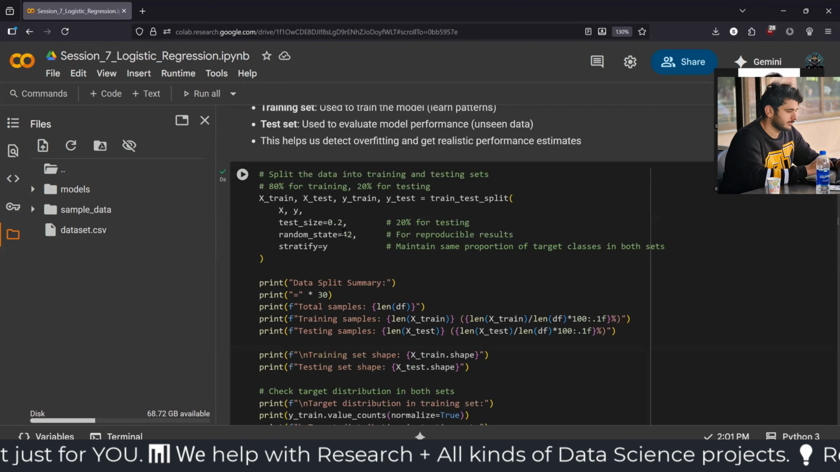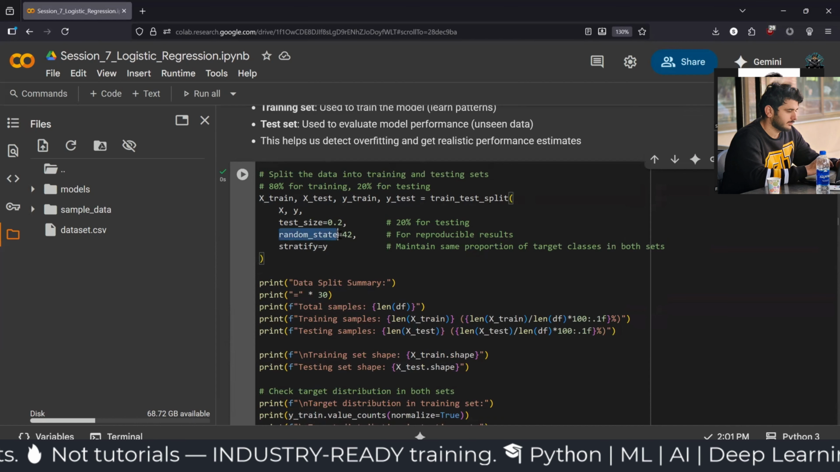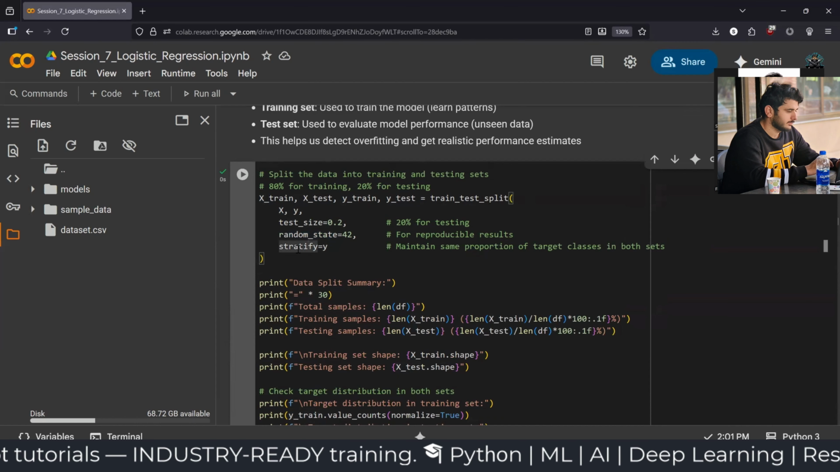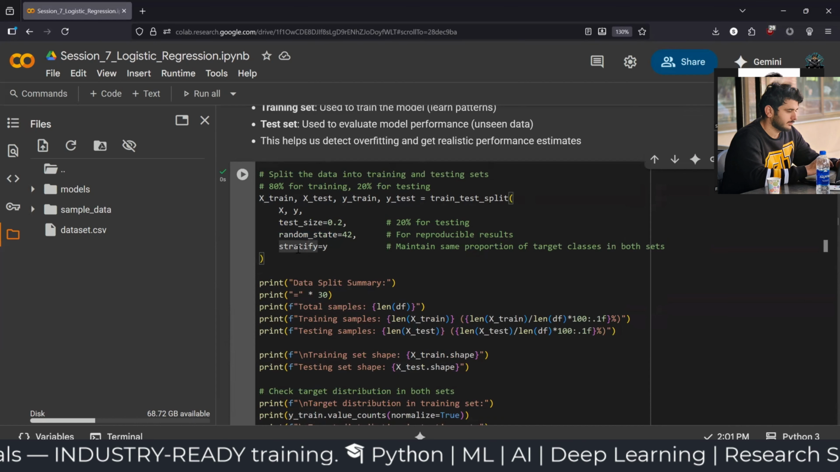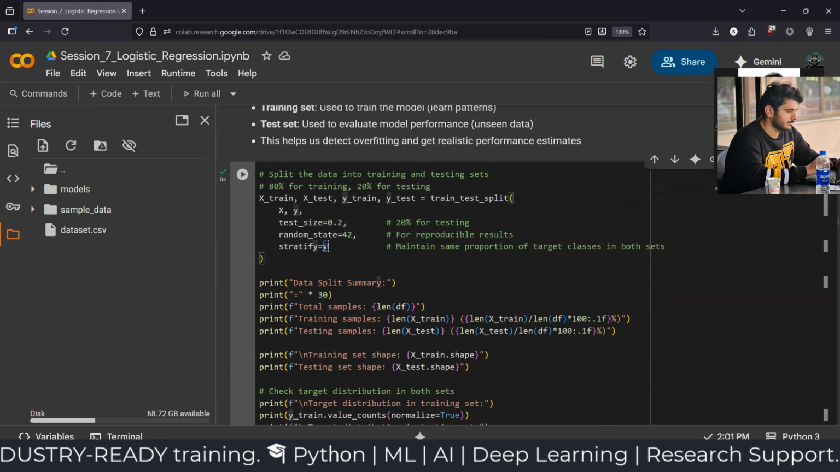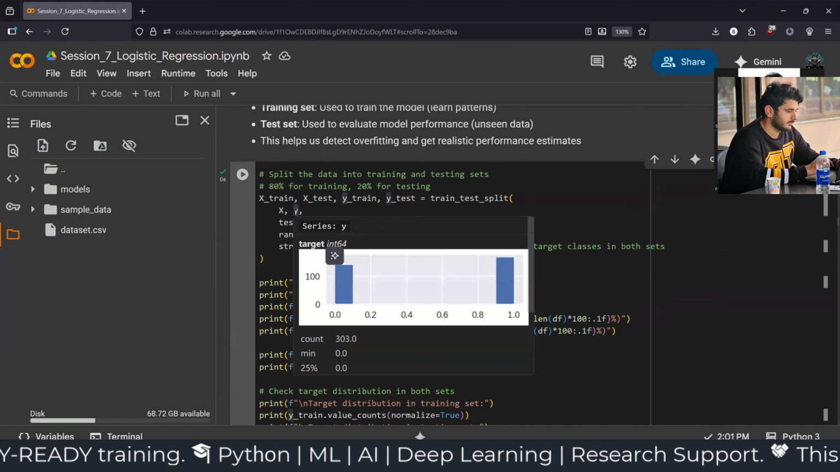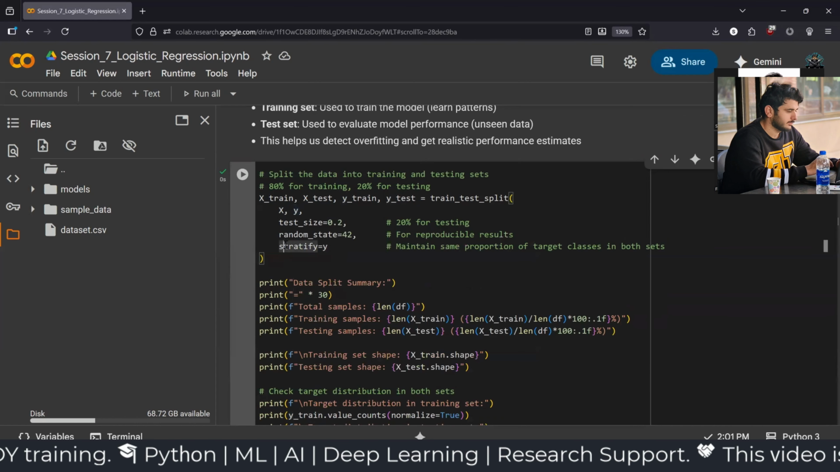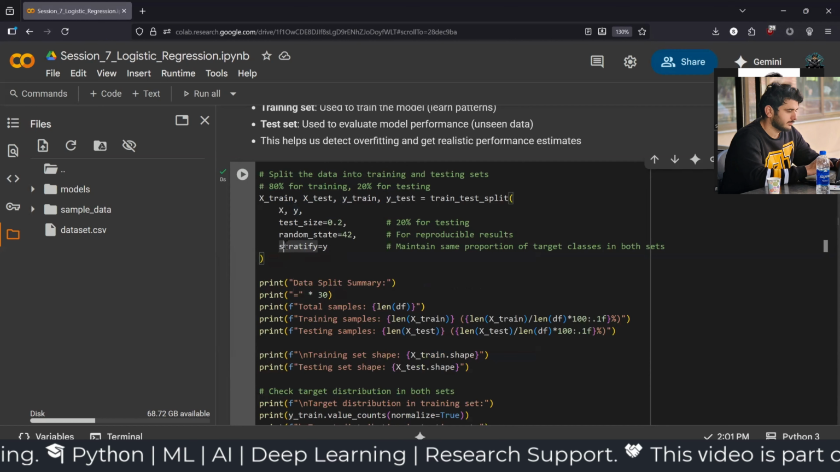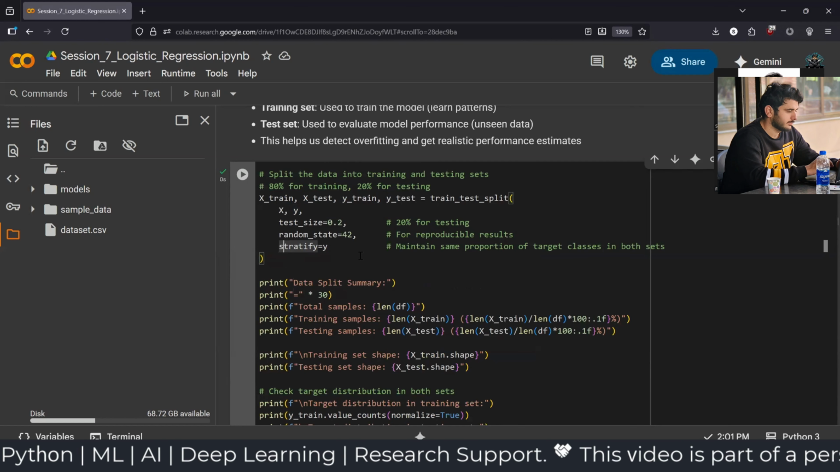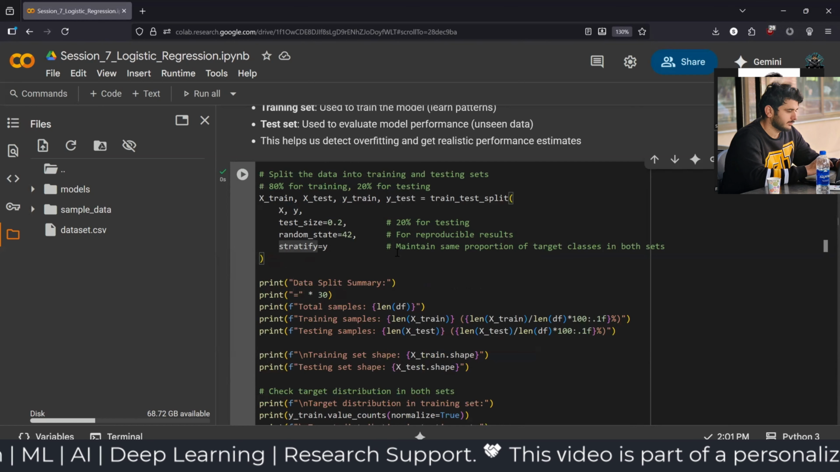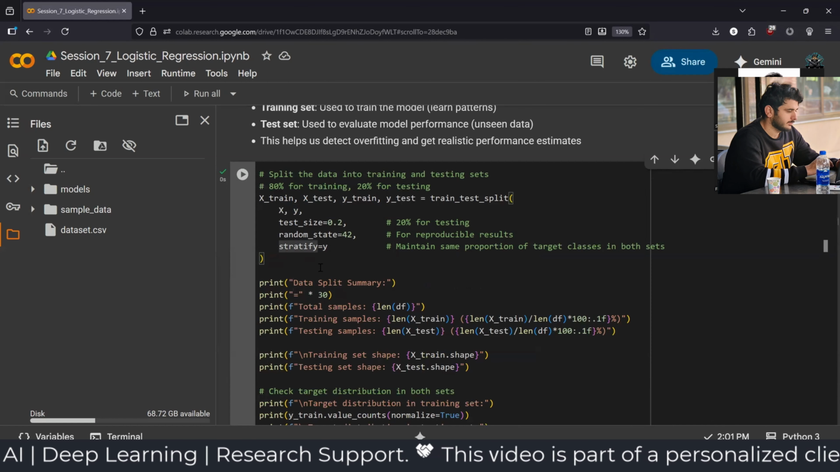The new thing here is that we are specifying X for independent columns and y for the dependent column, that's the target. Test size is again the thing that we discussed earlier. Random state. Here we also mentioned stratify equal to y. So y contains our target column, and in the target column we have some one categories and some zero categories. Stratifying means we need the same proportion in all the sets.